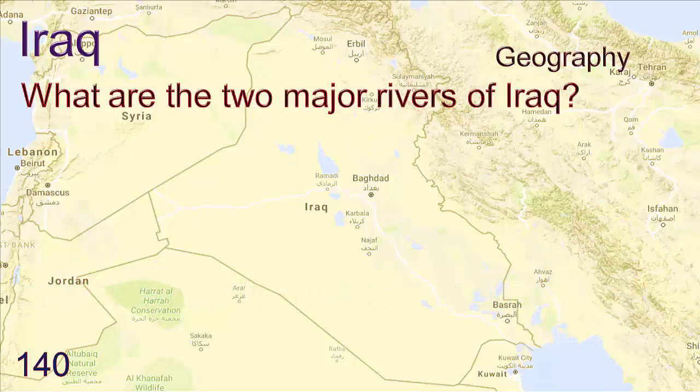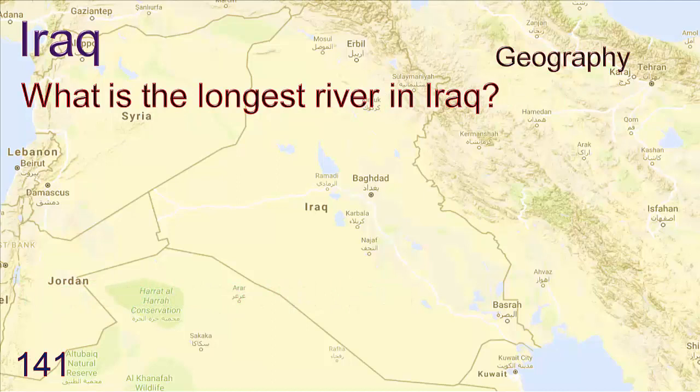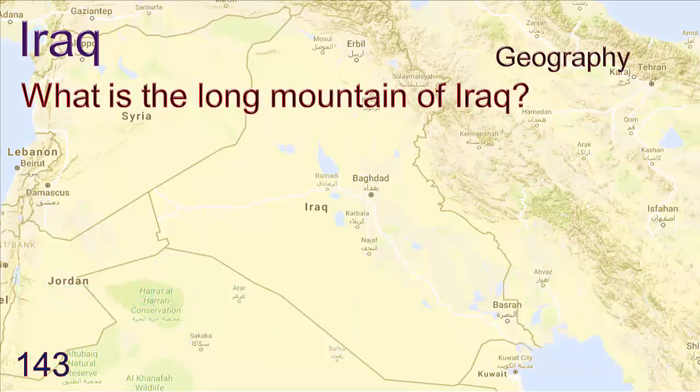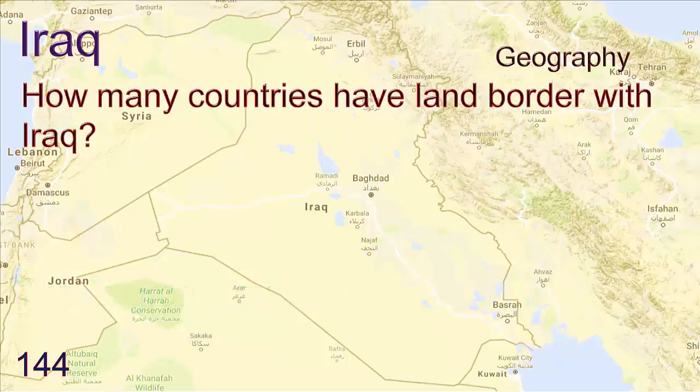What are the two major rivers of Iraq? The Euphrates and the Tigris. What is the longest river in Iraq? The Euphrates. What is the highest mountain in Iraq? Answer is Chikadar. What is the long mountain of Iraq? The Zagros mountain. How many countries have a land border with Iraq?